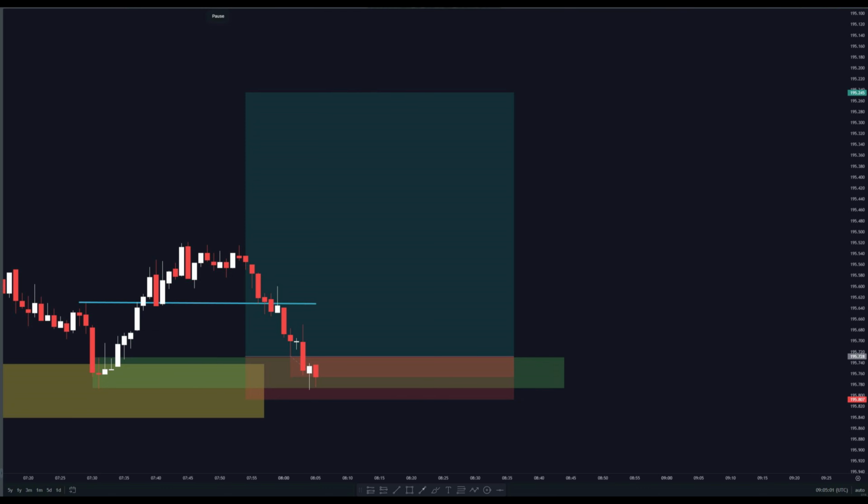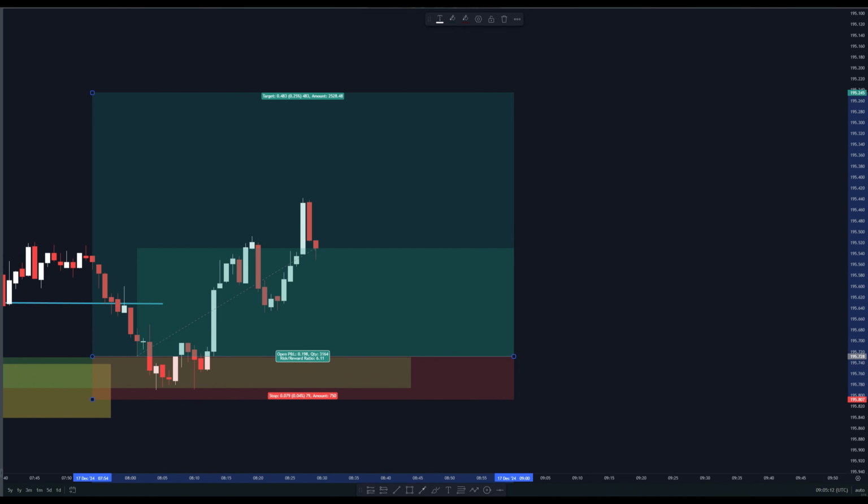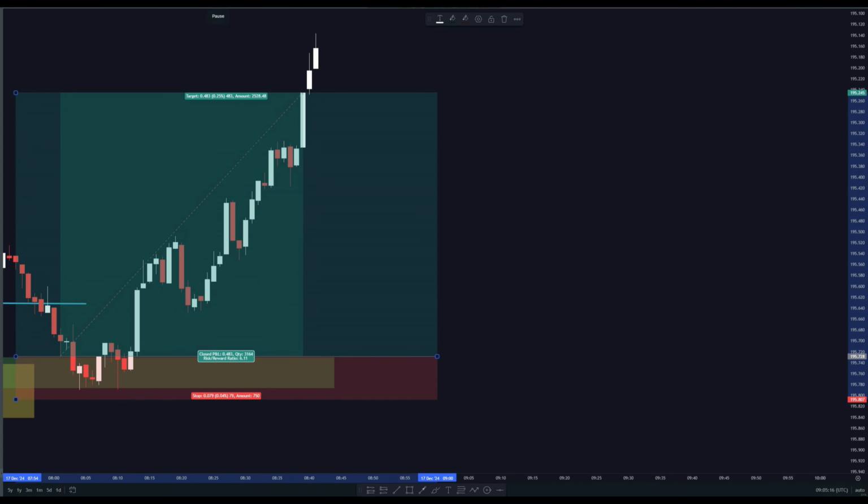Remember one thing, when price is coming to execute your order, monitor the price behavior. If the price is moving more aggressively, set the stop loss below the higher time frame demand zone. After full confirmation, we have a winning trade with high reward and very low risk ratio.